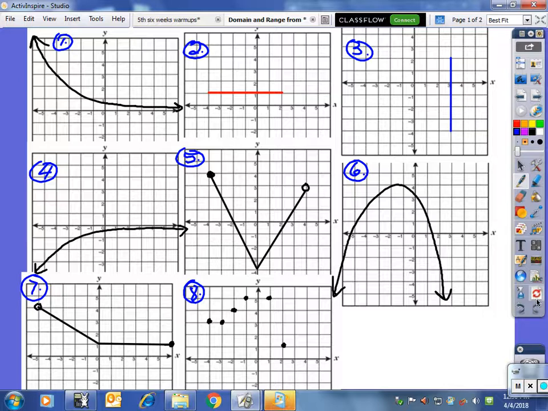Look at the other pictures. Are the other ones functions? Yes. Everything up here is a function except this one right here. All right, this is an upside down exponential function. It's still got that asymptote. The domain is still all real numbers. What's the range? Y is less than 0.